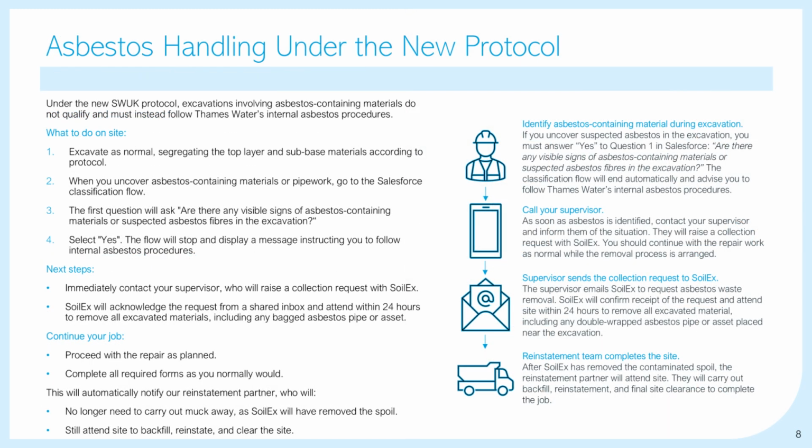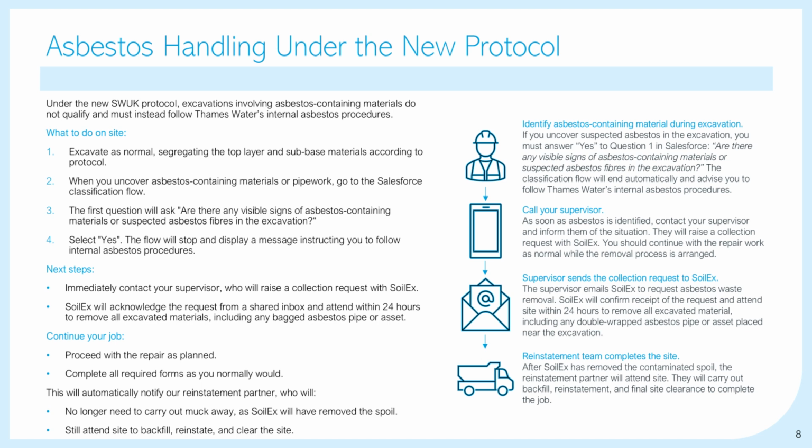On the last slide, we saw how classification works with Vac Ex. Now, let's focus on asbestos. This is one of the few situations where the protocol stops immediately. Start every job by digging and segregating layers as normal. If, during excavation, you see what looks like asbestos pipework, sheeting, or fragments, or you spot fibres in the spoil, stop and tick yes to question 1 on the classification form.